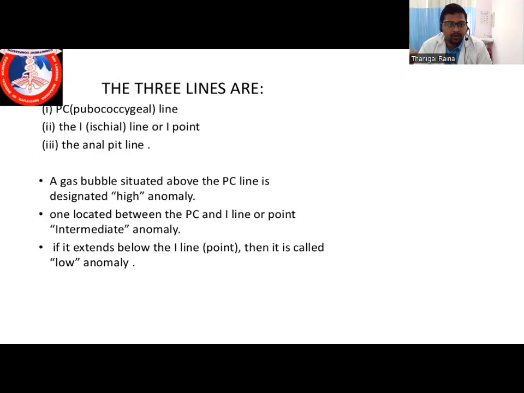So coming to invertogram, we should look for three lines: the pubococcygeal line, the ischial line or I point line, and the anal pit line. A gas bubble situated above the PC line, that is the pubococcygeal line, is designated a high anomaly. One located between the pubococcygeal line and the I line, the ischial point, is an intermediate anomaly. If it extends below the I point line, then it is called a low anomaly.